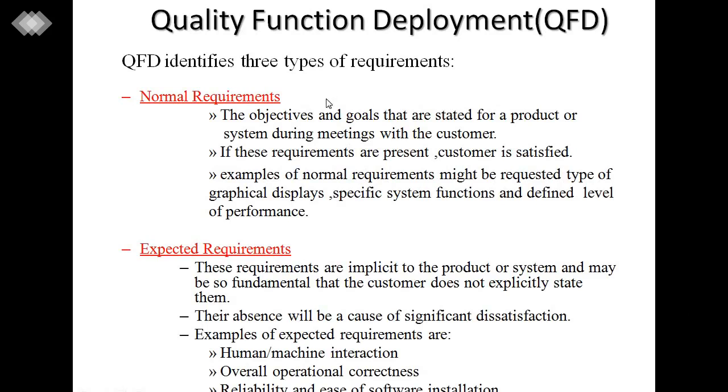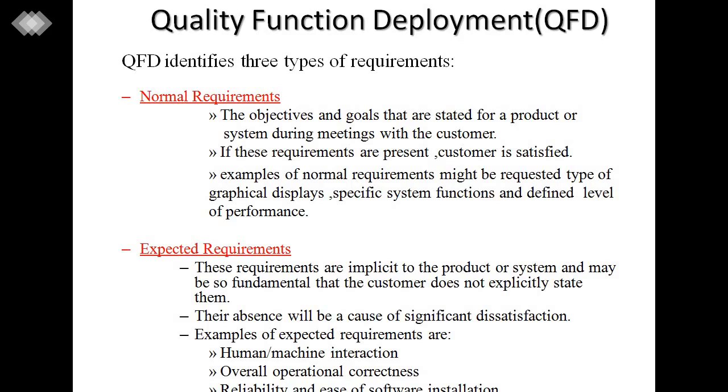It identifies three types of requirements. First is normal requirements, which contain the objectives and goals stated for a product or system during meetings with the customer, and requirements which are present and satisfy the customer. Some normal examples are requested types of graphical display, specific system functions and some defined levels of performance.